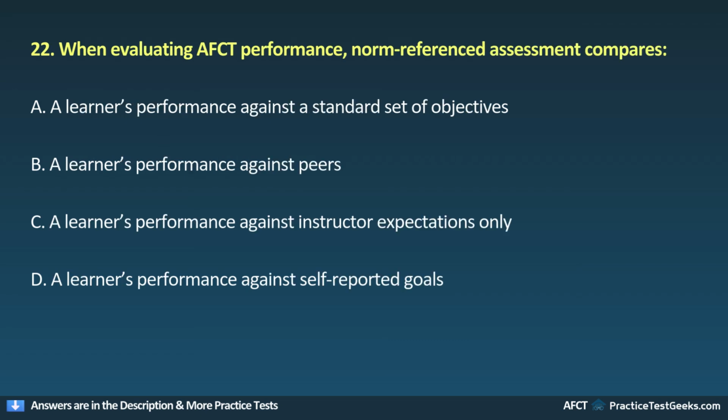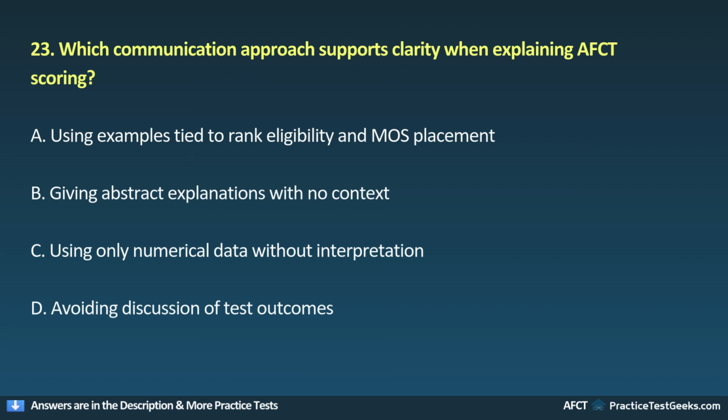22. When evaluating AFCT performance, norm-referenced assessment compares A. A learner's performance against a standard set of objectives. B. A learner's performance against peers. C. A learner's performance against instructor expectations only. D. A learner's performance against self-reported goals.